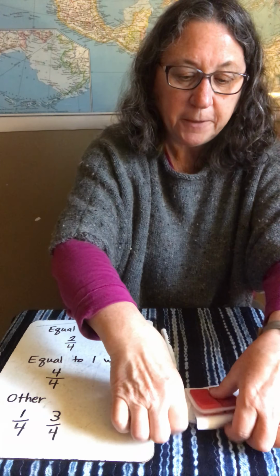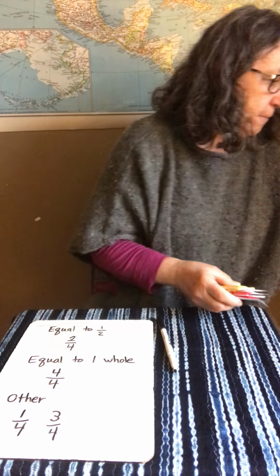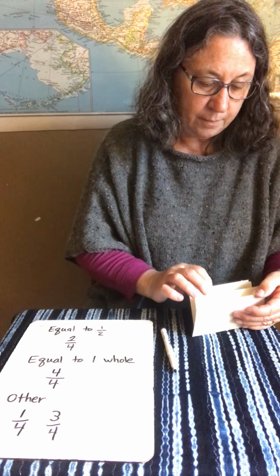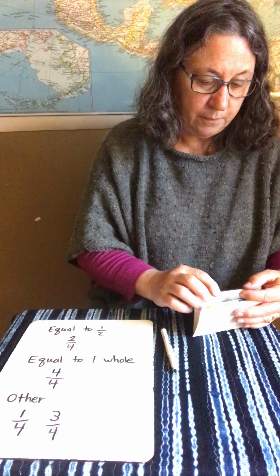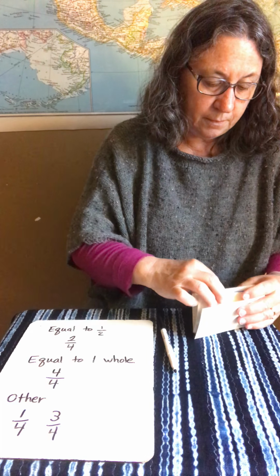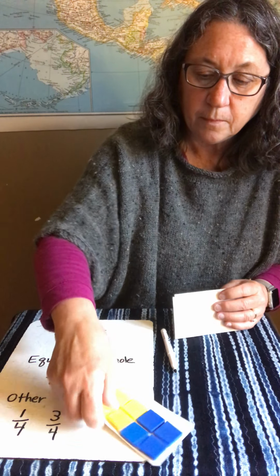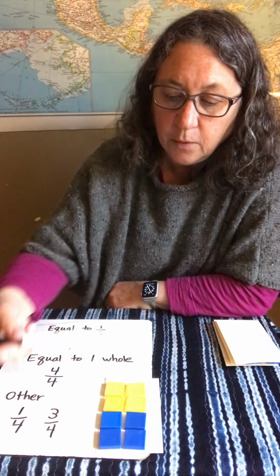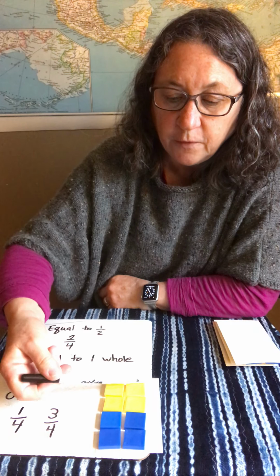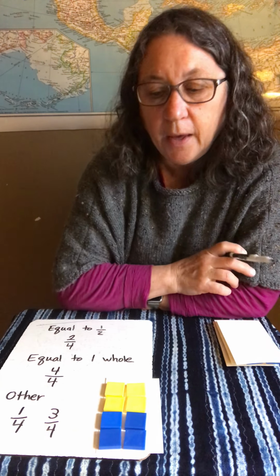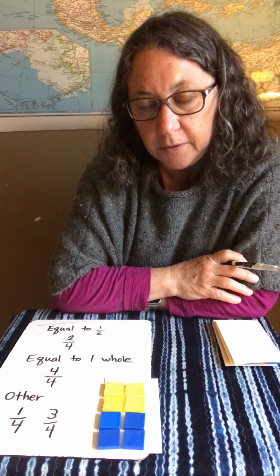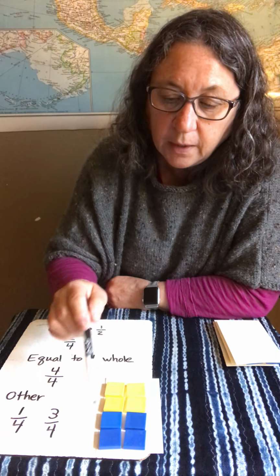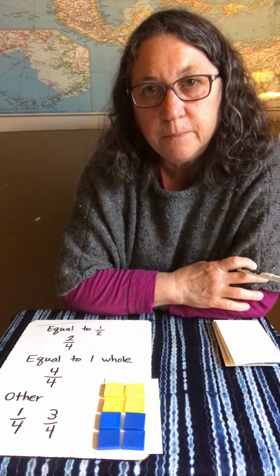I'll put this model away, and I have another one for you. So let's take a look at this one. How many tiles are on this card? 1, 2, 3, 4, 5, 6, 7, 8. And what fraction of the tiles are blue? 1, 2, 3, 4. 4 out of 8 are blue.